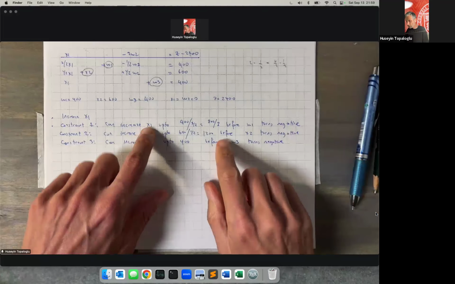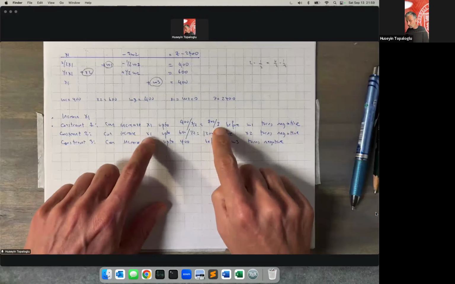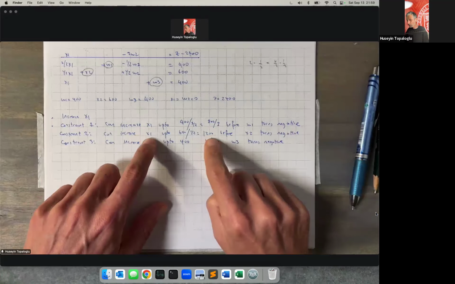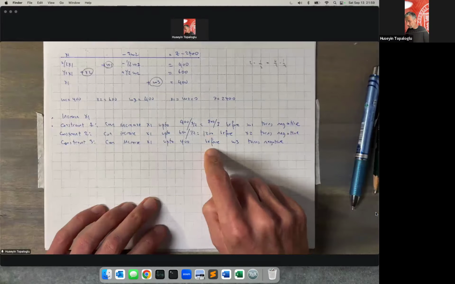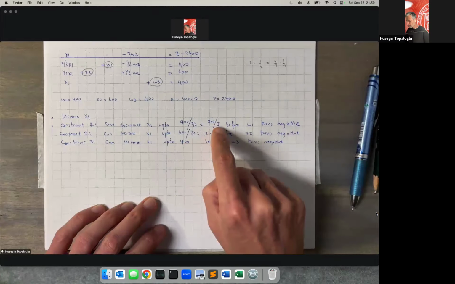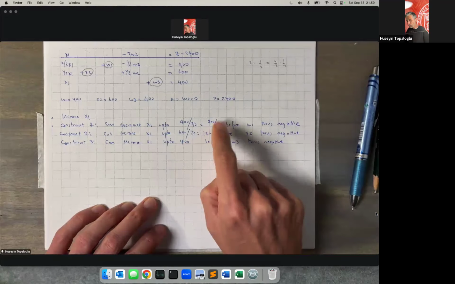Good. Constraint 1 says you can increase x1 up to 800 divided by 3 before we get in trouble. Constraint 2 says we can increase x1 up to 1200 before we get in trouble. Constraint 3 says we can increase x1 up to 400 before we get in trouble. So what is the most binding? This is like 266.666, this is 1200, this is 400. The binding is constraint 1.